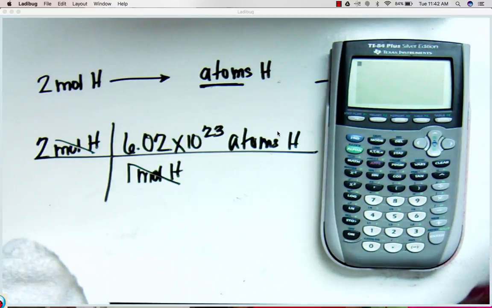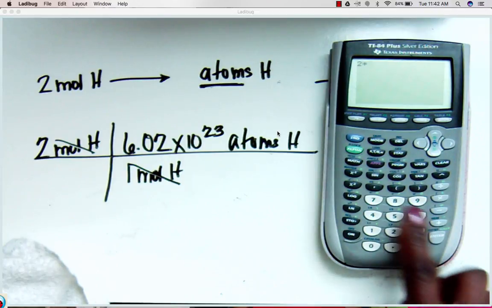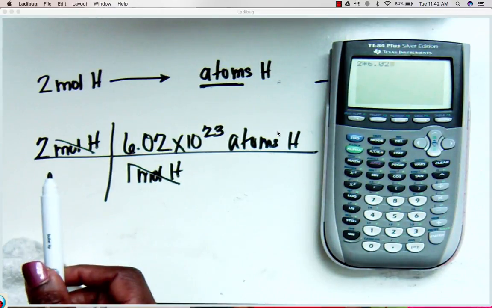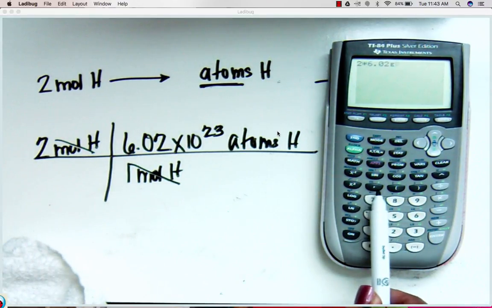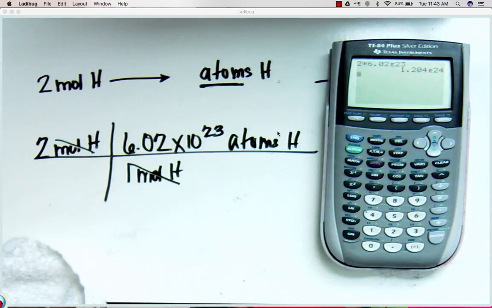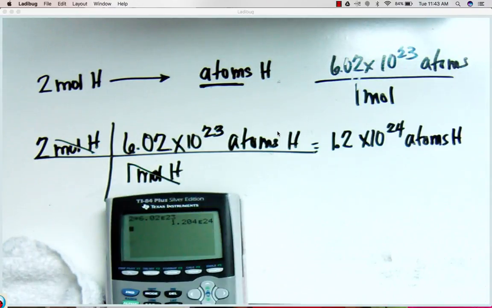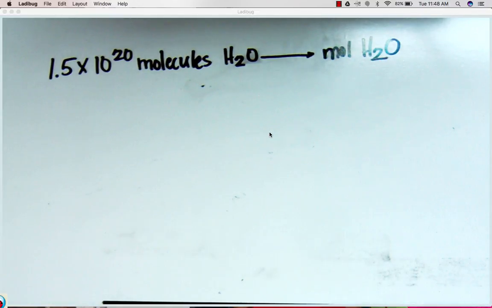As I solve this problem, it becomes 2 times 6.02. And once again, I am not going to press times 10. I am going to press second EE. Right here, this is the EE button on my calculator, second EE, and then I will press 23, then equal. My final answer is 1.2 times 10 to the 24th, and the unit will be atoms.